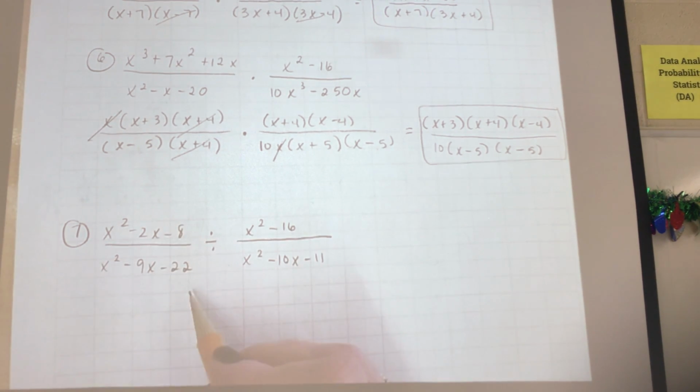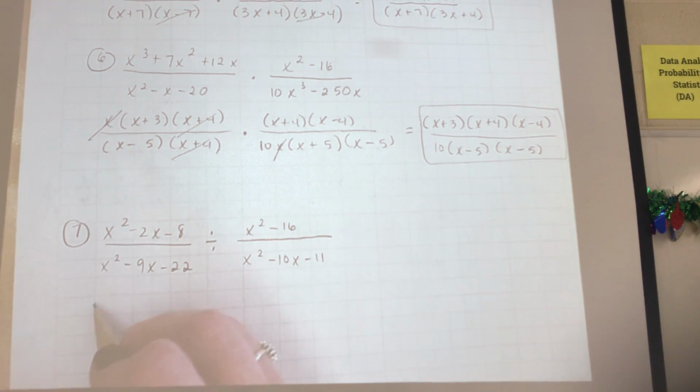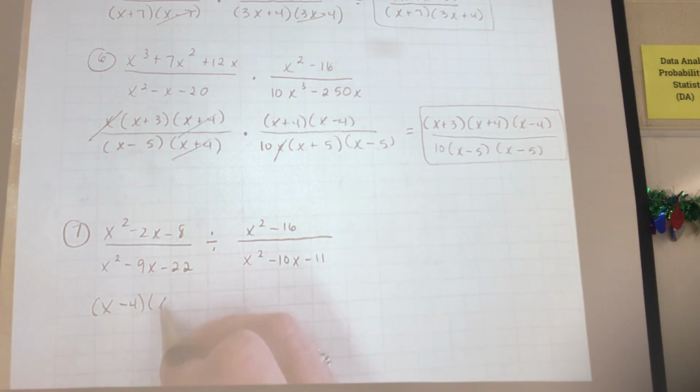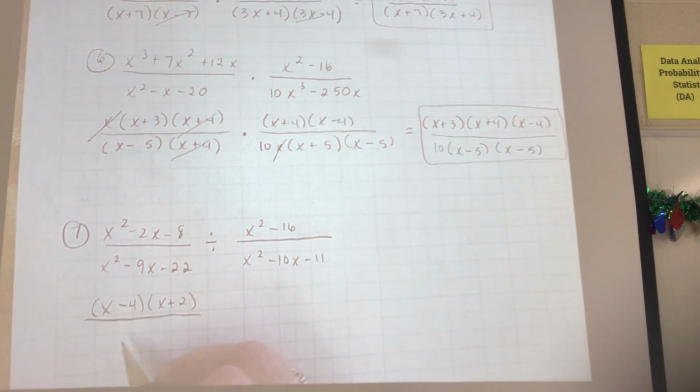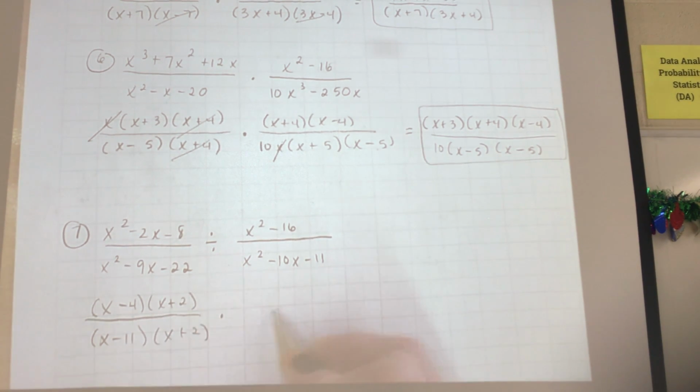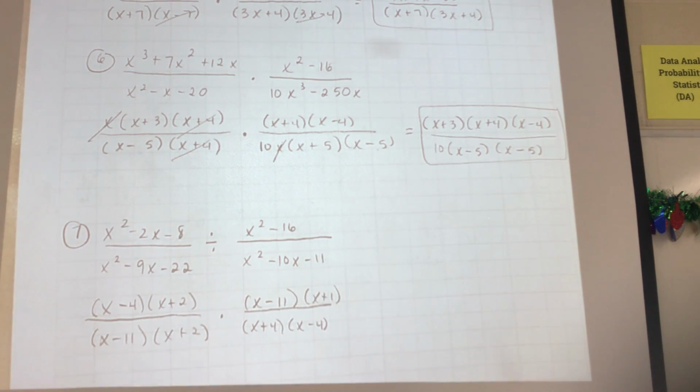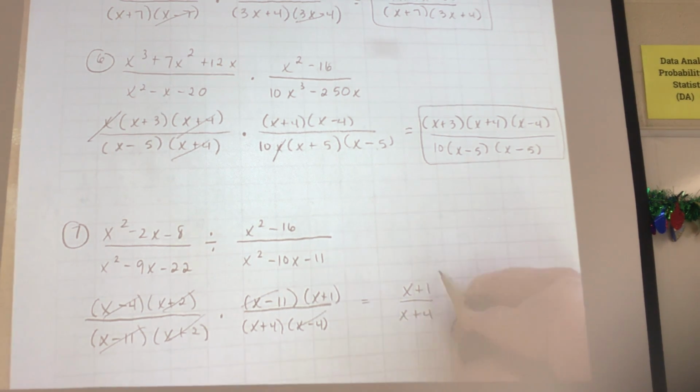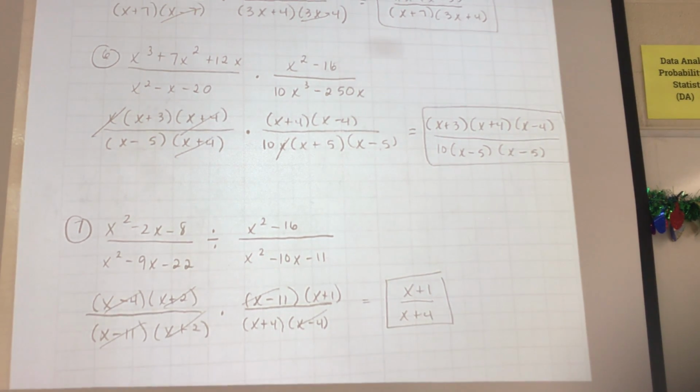So this one will not flip over, so I'm just going to factor it. So x minus 4 and x plus 2. And then over here, I'm looking at x minus 11 and x plus 2. And that's going to get multiplied by, this guy's going to move to the denominator. And this guy's going to move to the numerator. And now I'll look for my common factors: x minus 11, x minus 4, x plus 2, and here's all that's left of this one. And it is simplified.